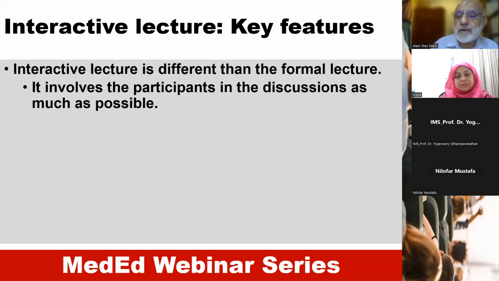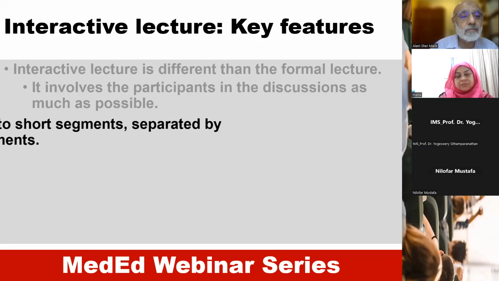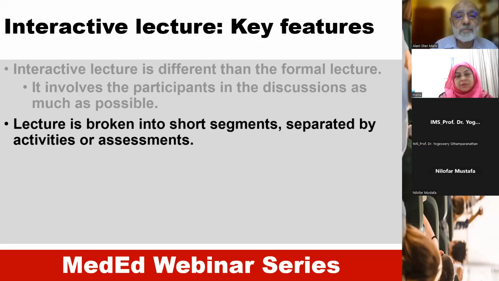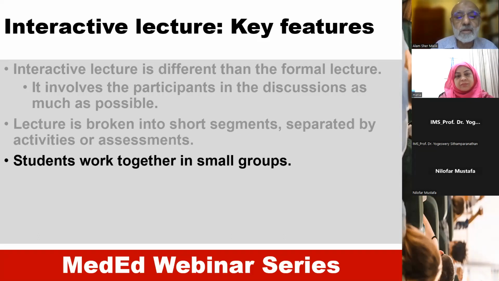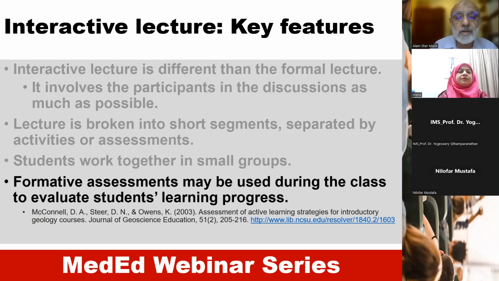Interactive lecture is different than the formal lecture. It involves the participants in the discussion as much as possible. Lecture is broken into short segments separated by activities or assessments. Students work together in small groups, and formative assessments may be used during the class to evaluate students' learning progress.